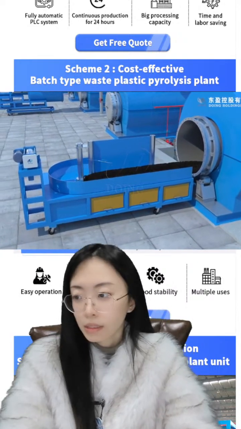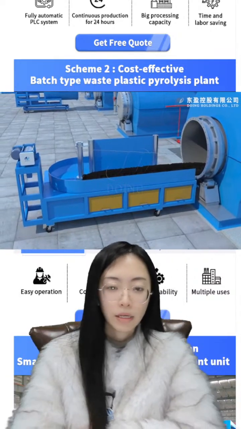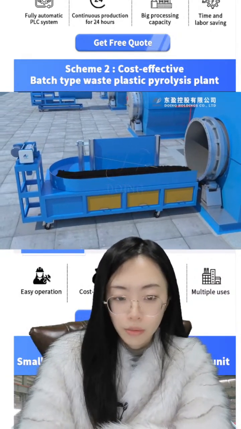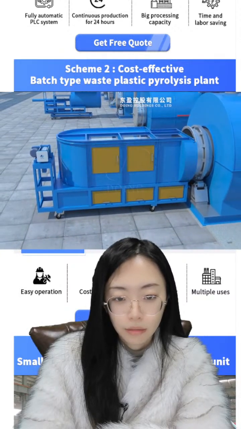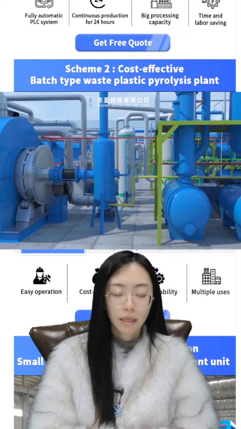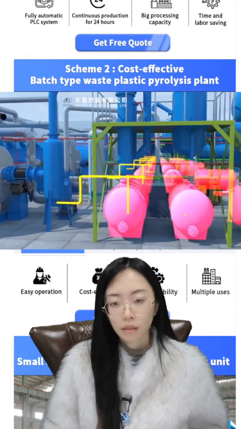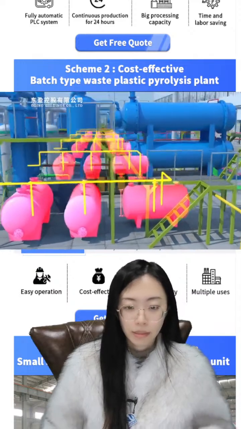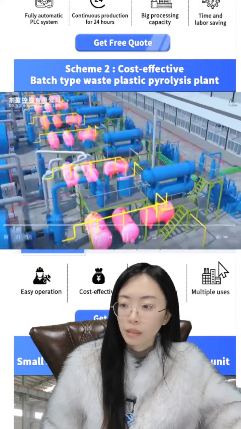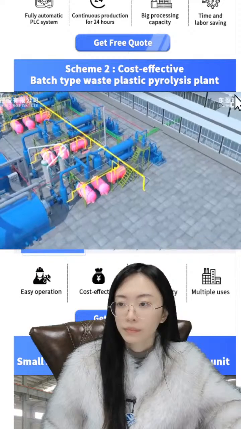Here is the last step, to pull out the steel wire from the reactor, and then we pump the fuel oil into the final tank. This is the production line of the batch type pyrolysis plant.